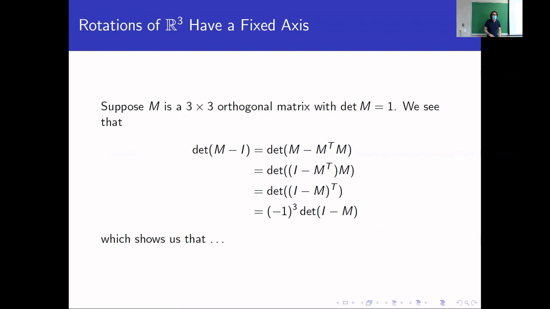Okay, this part's a little tricky. Why can I just drop it? There's only I minus M here. It just went away. Determinant of a product is the product. Right, the determinant of a product is the product of the determinants. So the determinant of I minus M transpose times M is equal to the determinant of I minus M transpose times the determinant of M. Determinant of M is assumed to be 1, so that second factor goes away.